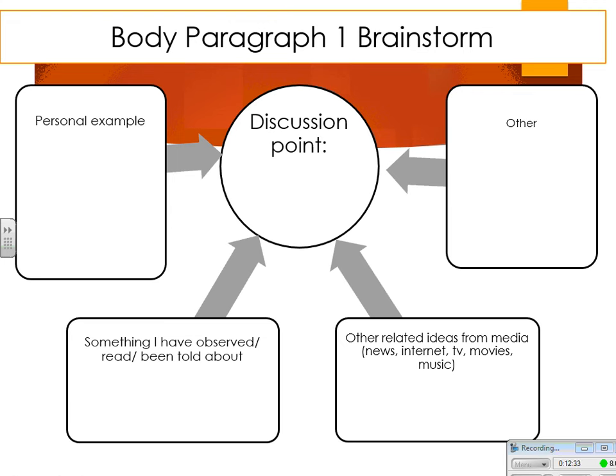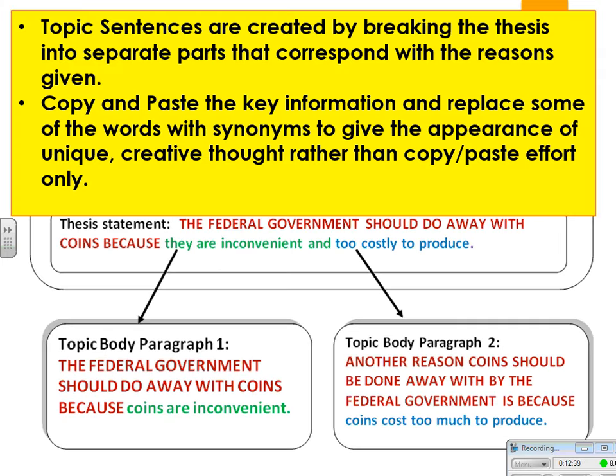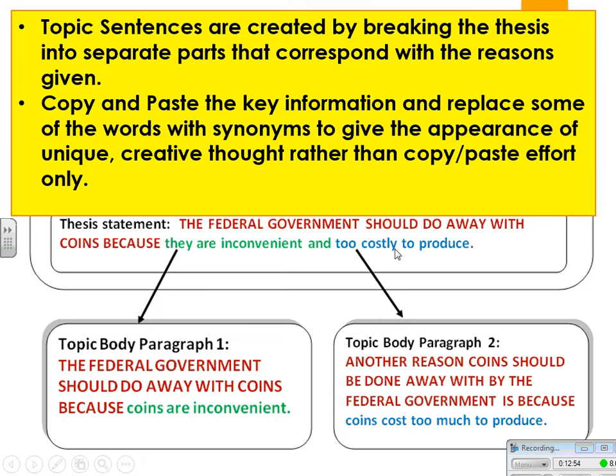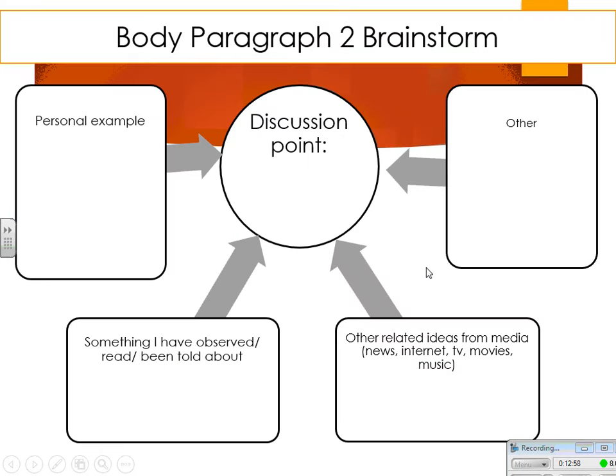So if I were actually going to take this prompt that you see here on the screen, what I would do is I would take the fact that they're inconvenient and put it here in this round bubble. Coins are inconvenient, and brainstorm ideas. And that would be for body paragraph 1. Going back, the second body paragraph would be about they're too costly to produce. So I would move over to the body paragraph 2 brainstorming bubble, and I would brainstorm ideas about how coins are too costly to produce.